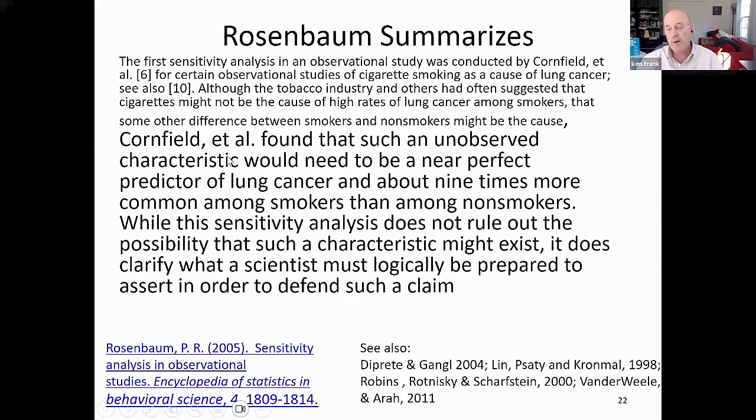The way Cornfield wrote about it was a little awkward, so Rosenbaum picked up on Cornfield in many, many writings. And Rosenbaum summarizes Cornfield this way. They found that an unobserved characteristic would need to be a near perfect predictor of lung cancer, and about 9 times more common among smokers than among non-smokers. While this sensitivity analysis does not rule out the possibility that such a characteristic exists, it does clarify what a scientist must logically be prepared to assert in order to defend such a claim.